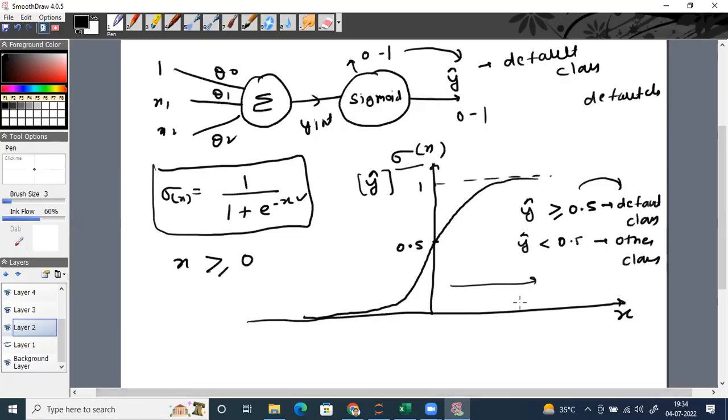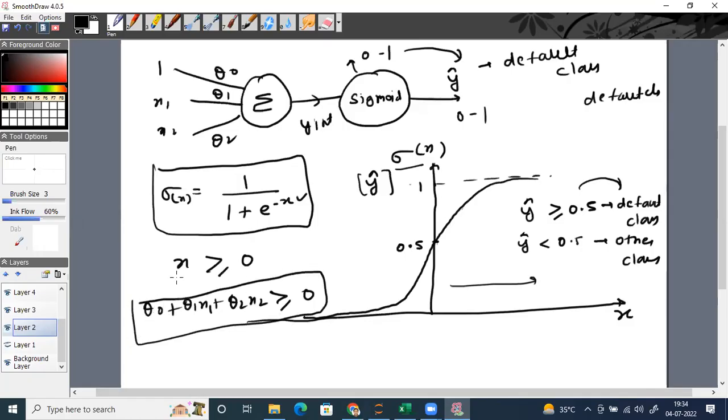Only when x is greater than or equal to 0, you will get your probability to be 0.5 or higher. Okay, so same thing we can represent this way as well: theta naught plus theta 1 x1 plus theta 2 x2 should be greater than or equal to 0. This is the equation.